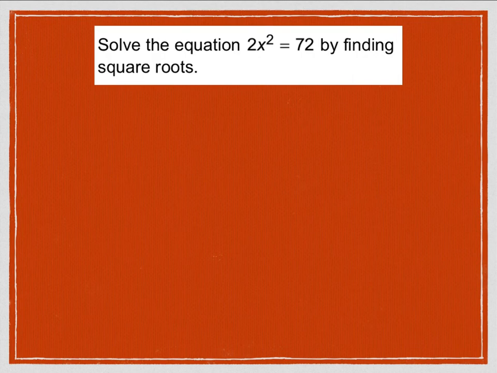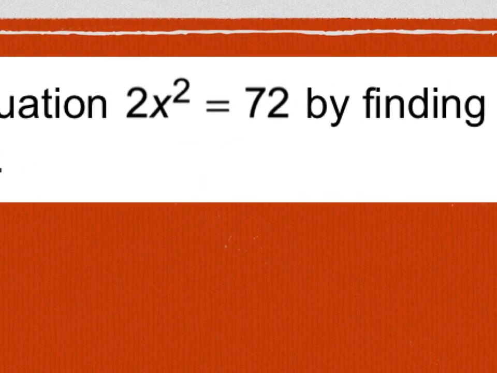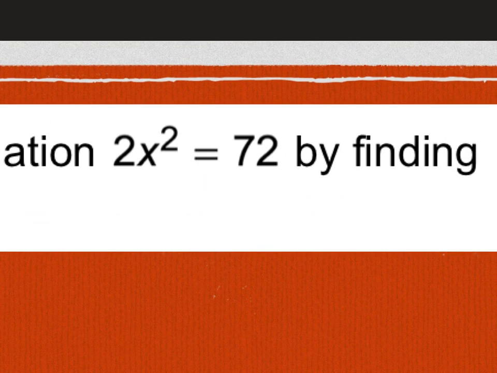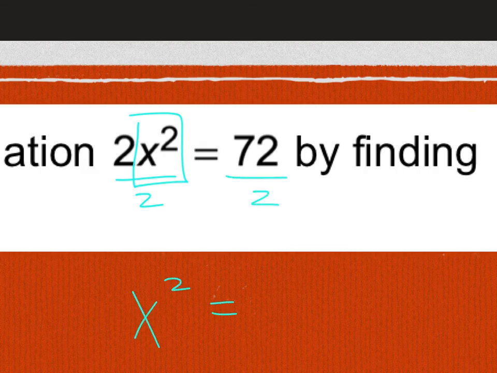Solve the equation 2x squared is equal to 72 by finding square roots. Whenever we have an x squared without any other x's in our equation, we want to get this squared term all by itself. If that 2 is being multiplied to x squared, how can we get rid of the 2? Awesome. Divide both sides by 2. So now we have x squared is equal to, what's 72 divided by 2?